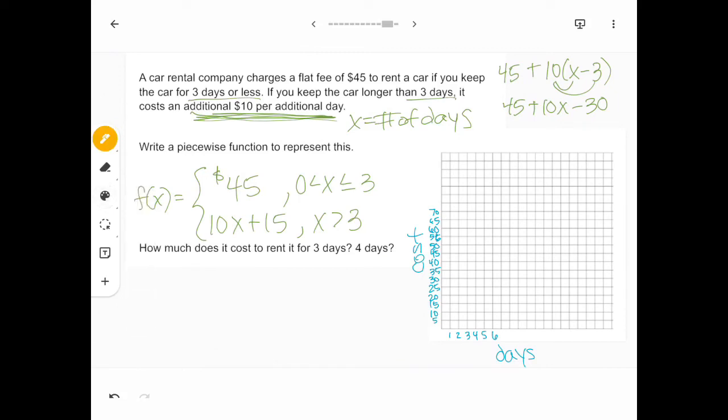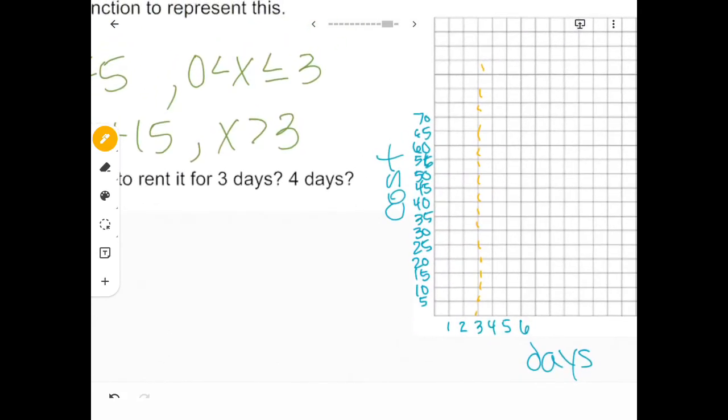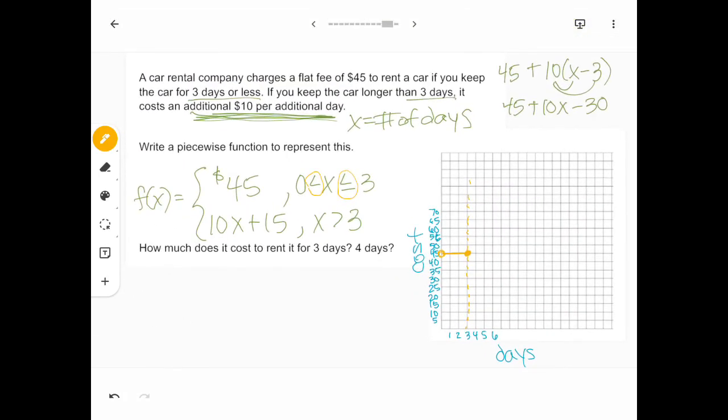Okay, to graph it then, I'm going to, just like we did before, mark out my point where it should change. So at 3, I should switch graphs. For the first part, I have an open circle. It's 45, so it's going to be a horizontal line. It should be a closed circle on 3 and an open circle on 0. Again, because it is not inclusive on the 0 and it is inclusive on the 3. For the other part, since it's an equation, I'm going to go ahead and make a chart.